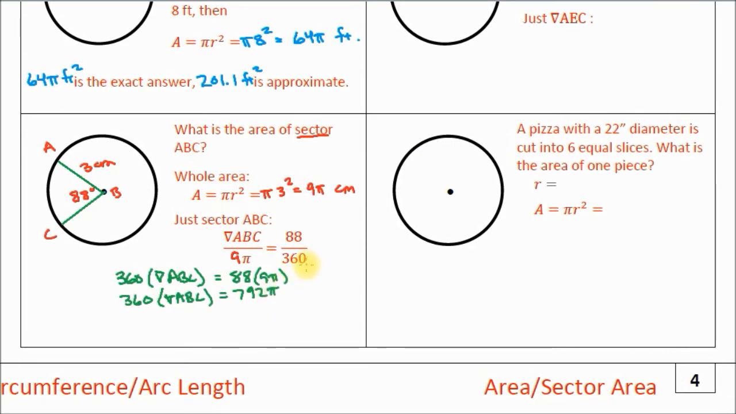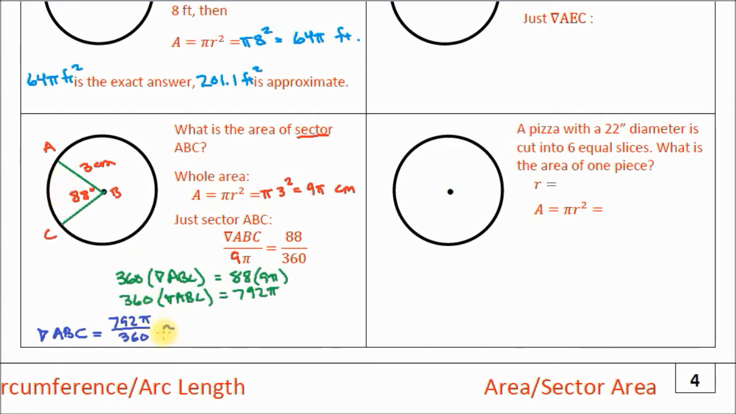792 pi. And the last thing we're going to do is divide both sides by 360. So now we're going to get sector ABC is equal to 792 pi divided by 360. There is our exact answer as far as the area of that sector.